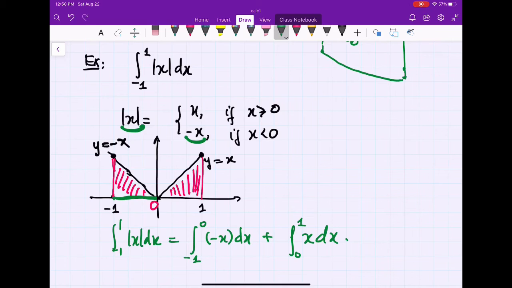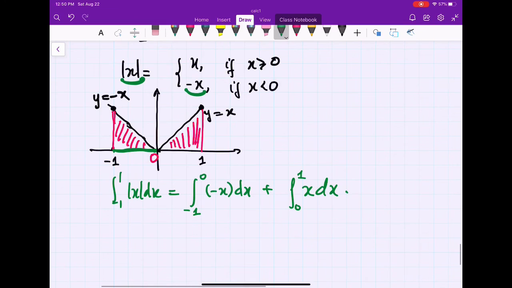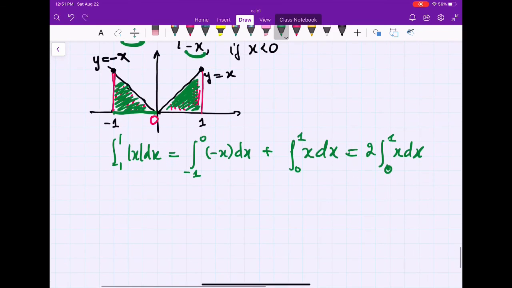Does that make sense? But if you look at the picture, these two integrals should be equal, and equal to the area of this triangle and the area of this triangle. The two triangles are equal, so the areas should be the same. And from here you get 2 times the integral from 0 to 1 of x dx. And since the area of this is just 1/2, 2 times that is just 1.